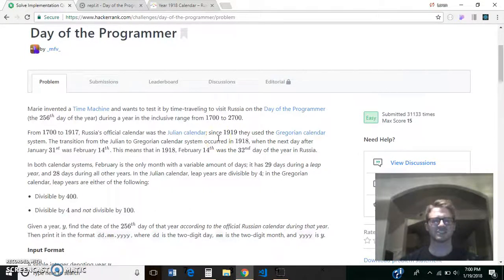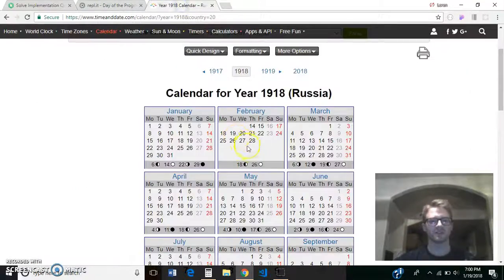Hey, today's coding challenge is one I found on HackerRank. It has to do with the calendar and figuring out which day of the year is the 256th day of the year. And it's specific to the Russian official calendar, which switched in 1918 from the Julian calendar to the Gregorian calendar. And that's just a nifty little bit of trivia there, that in the year 1918, February only had 15 days for Russia.